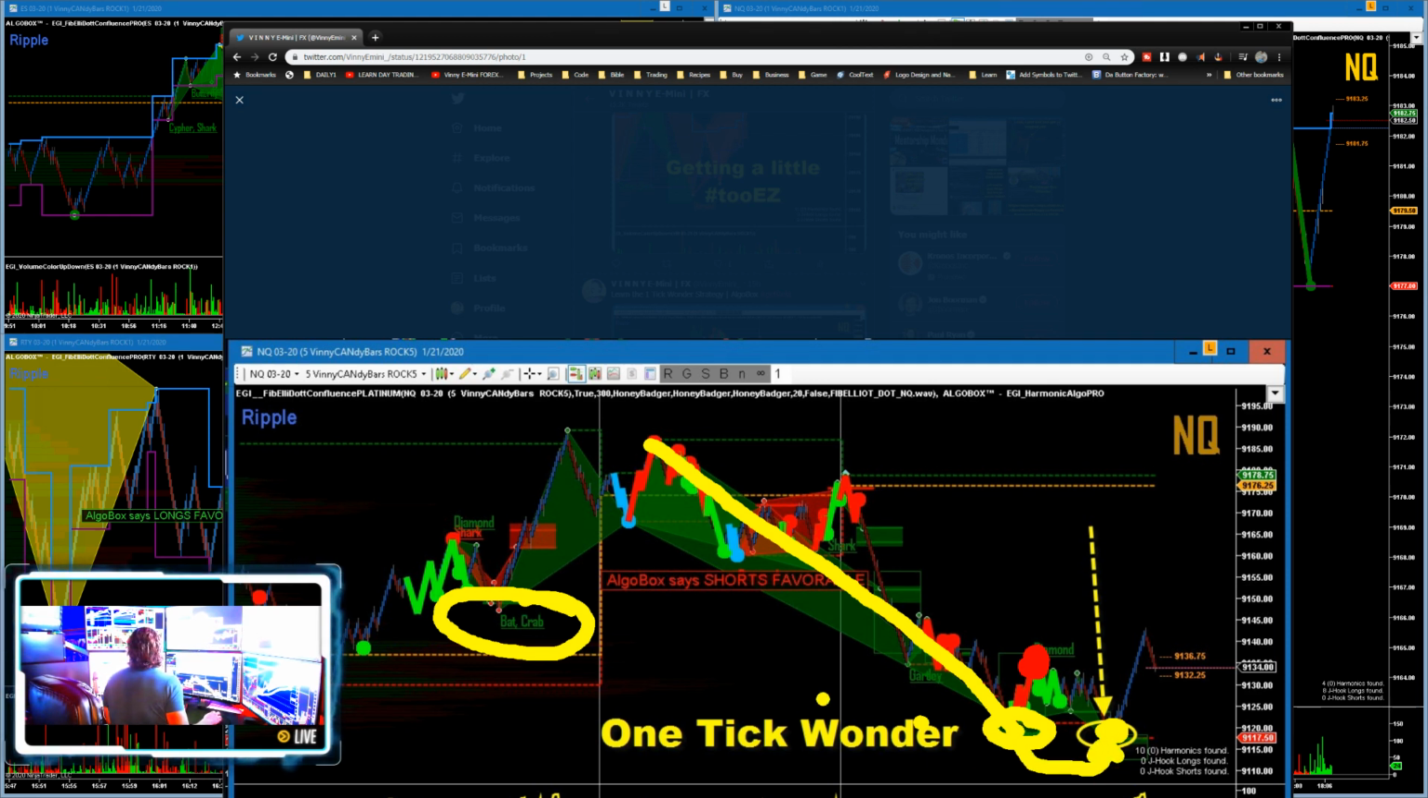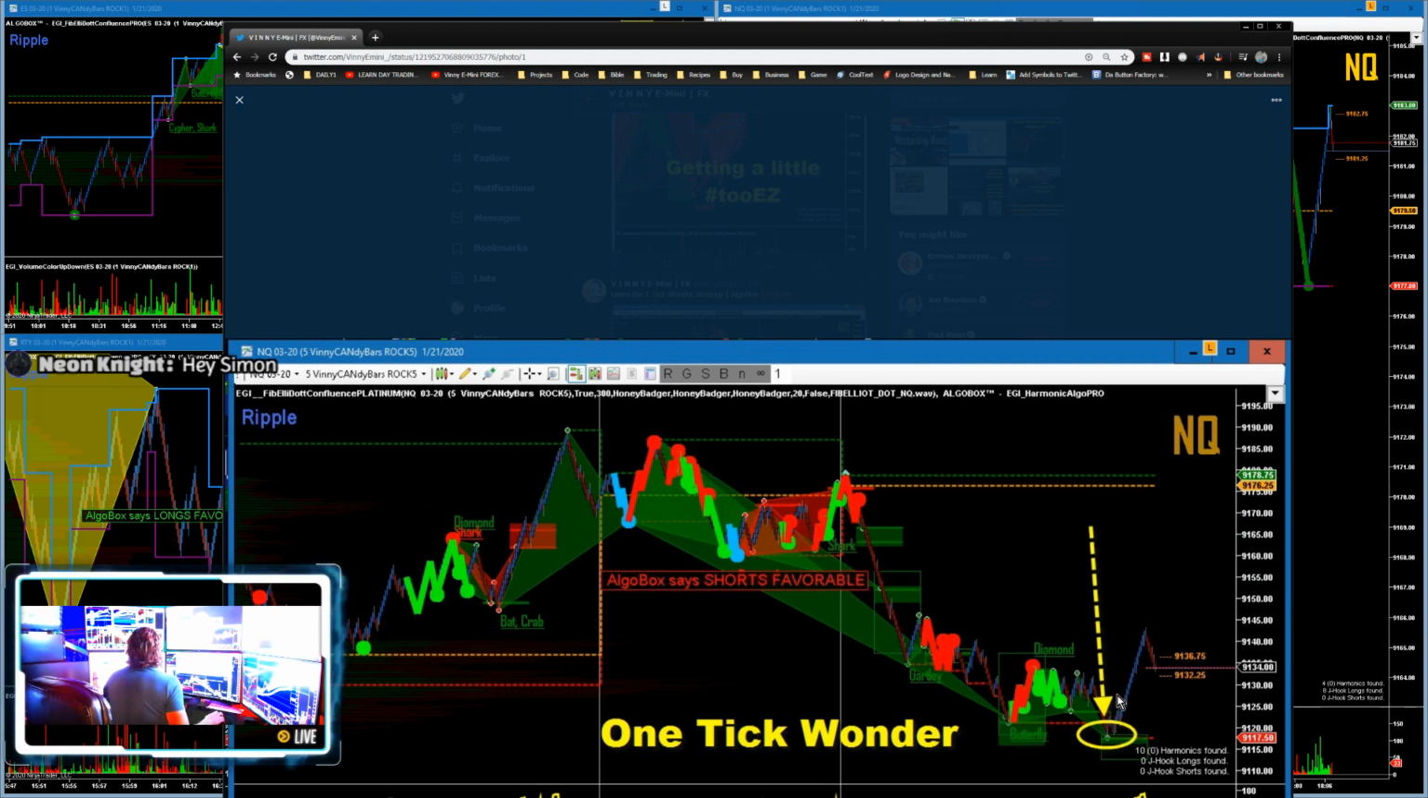I got a one tick wonder plus yet another harmonic, and bam, and what do we have here? We're looking at a turtle that we can take if we had gotten a green dot over here. I don't remember how the rest of that played out today. I think it actually went up right there because we ended up high today. Yeah, so everybody's all like, oh, the sky is falling, market's coming down. No, it ain't. Market's riding up like a beast.